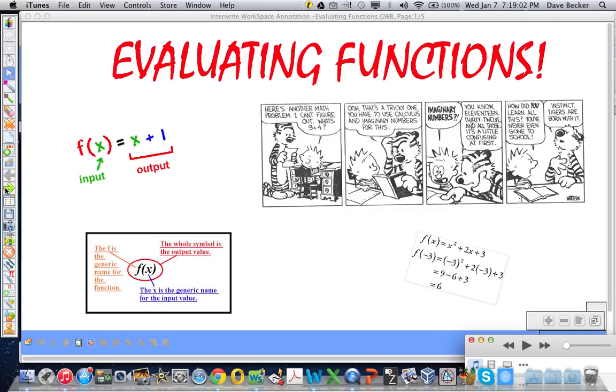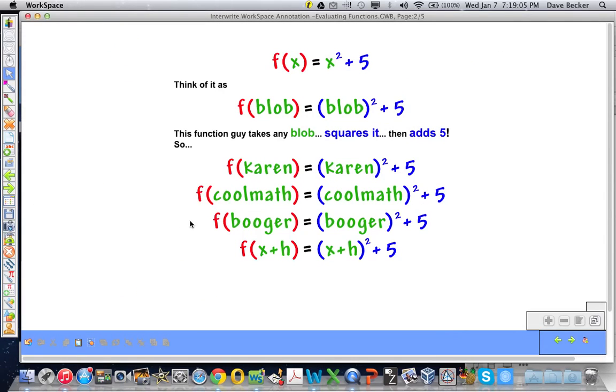Very simple, very easy. Just a couple of things here. The main thing that I want to get across to you is when we're evaluating a function f of x, whatever is in for x, we replace for x in the original function. For example, our function here is equal to x squared plus 5. So whatever is in these parentheses, we are going to replace this x with what is in the parentheses. For example, f of blob for x squared plus 5 would become blob squared plus 5.